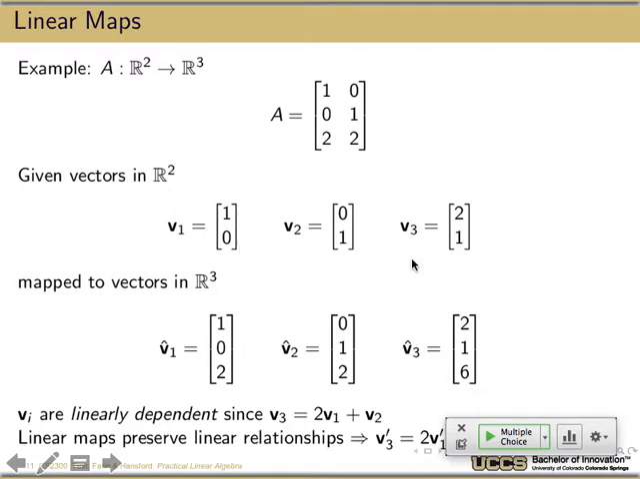So given these vectors, when you multiply by this matrix, you get these vectors. And they're right. Good. So the vi are linearly independent. And in fact, you know they have to be linearly independent when I have these vectors in R3. Why do they have to be linearly dependent?